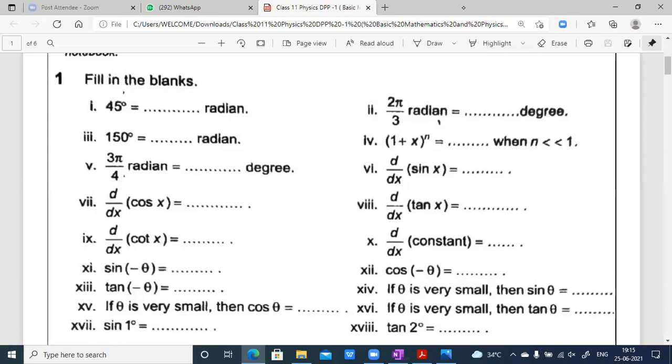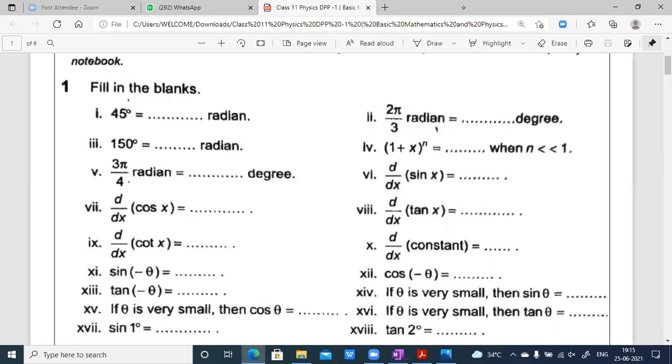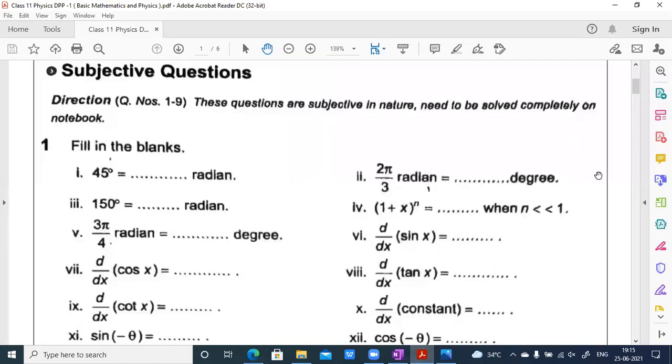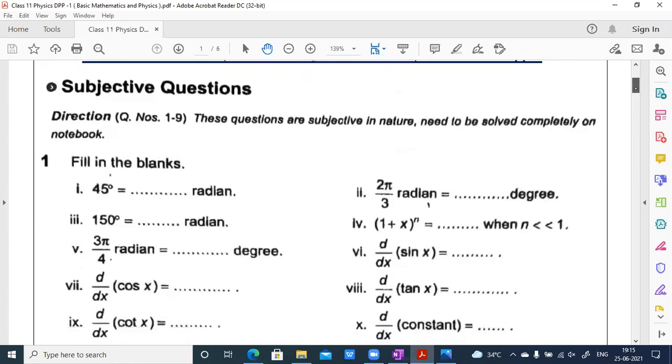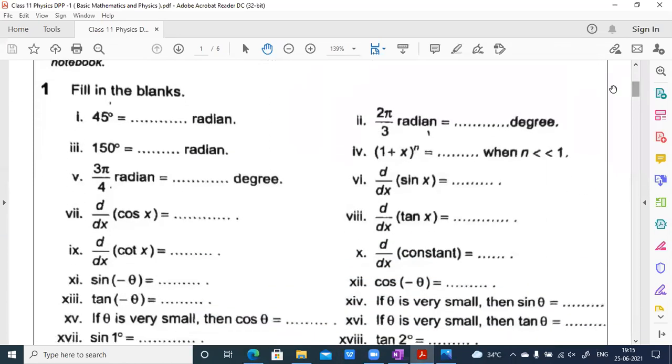Anybody remember where we use this? Error calculation. Where did we use this equation? We use this equation in division.